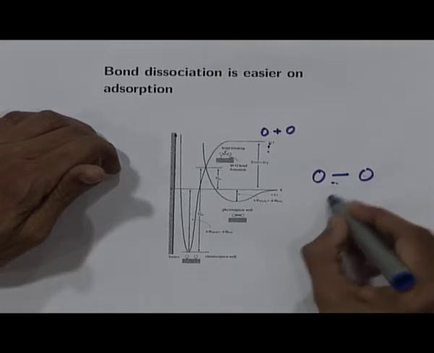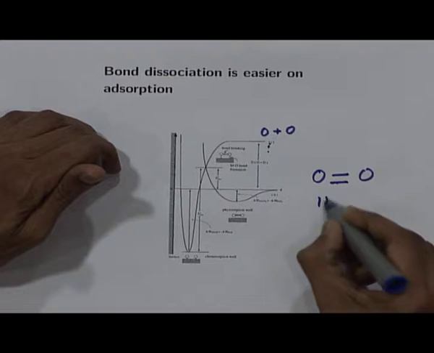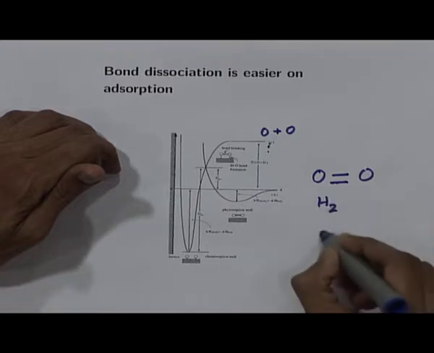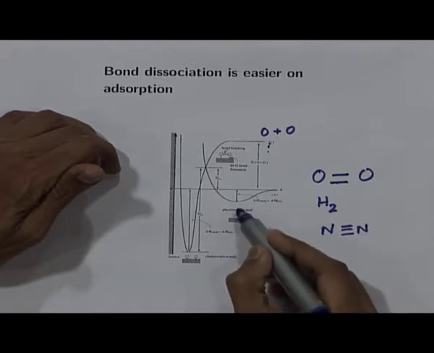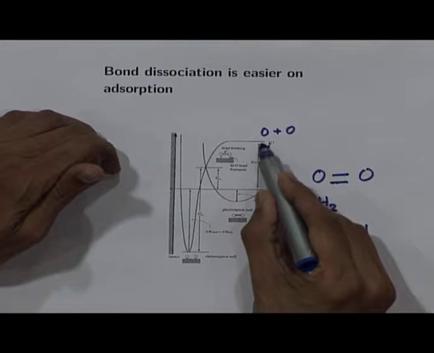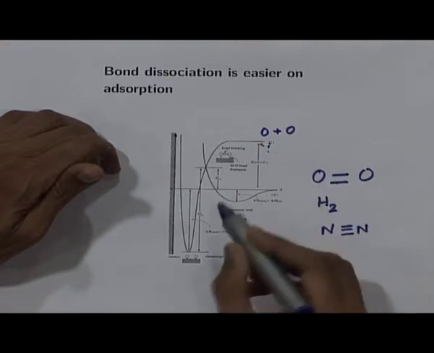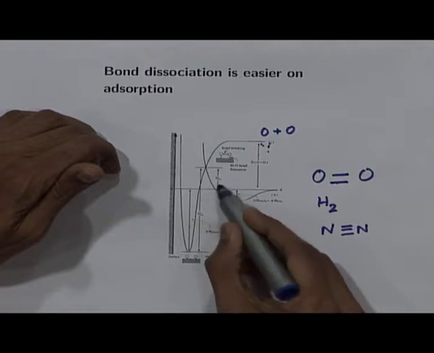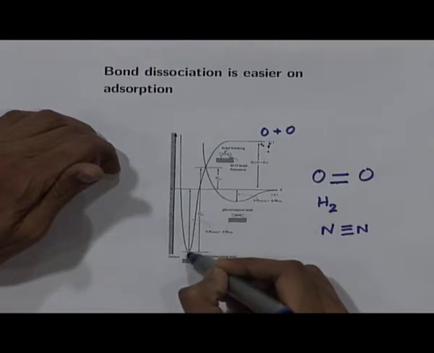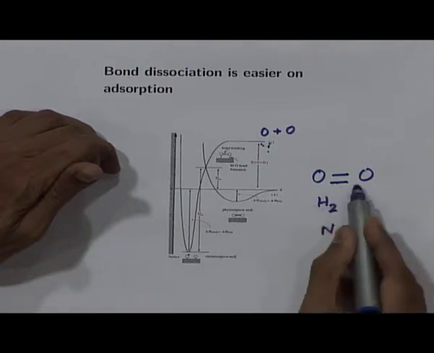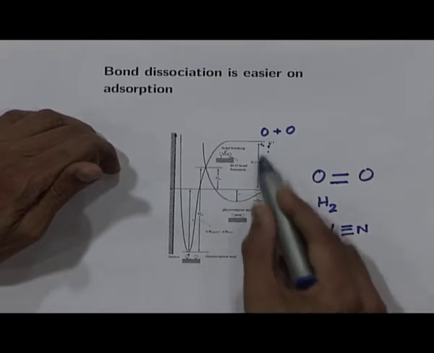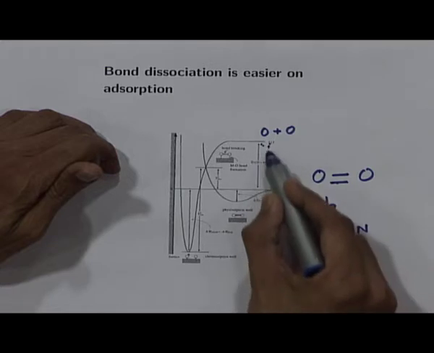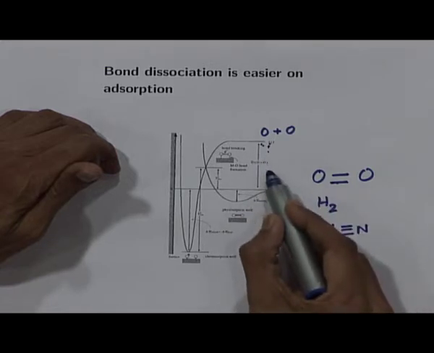If you take any diatomic molecule, whether O2, H2 or N2, any of these will do a similar kind of thing. This difference in energy is much higher than what you required to go over this hump, and you have achieved this breaking of the two atoms in the diatomic by going through a much lower barrier than you would have needed if you had to break the O-O bond in the gas phase.